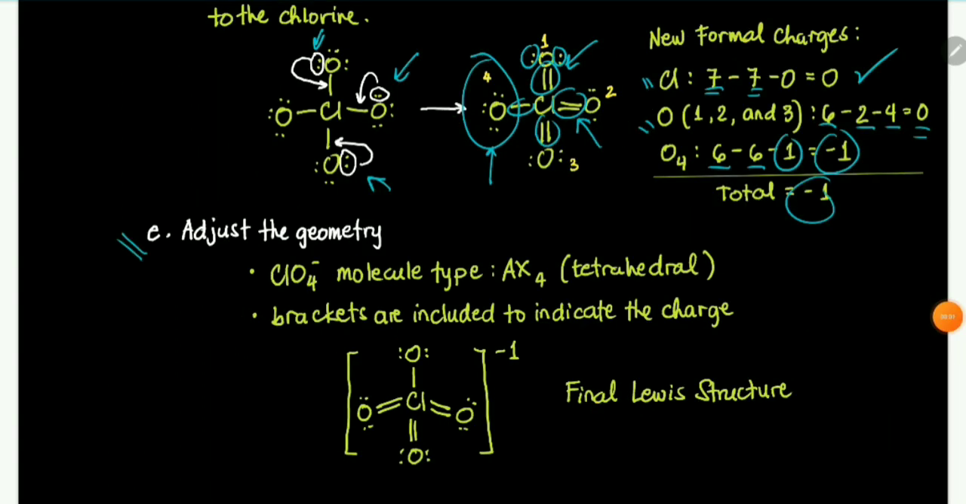So, finally, we adjust the geometry. So, ClO4 minus molecule type is AX4 kasi wala tayong lone pair around the chlorine, which is the central atom. So, tetrahedral ang kanyang geometry. So, this is the final Lewis structure for your perchlorate. So, kapag may charge, i-enclose nyo siya ng bracket, tapos ilalagay nyo yung charge sa upper right corner. So, kapag negative 1 yung charge niya, you just put negative 1 doon sa upper right ng ating Lewis structure. So, nasa labas siya ng bracket.